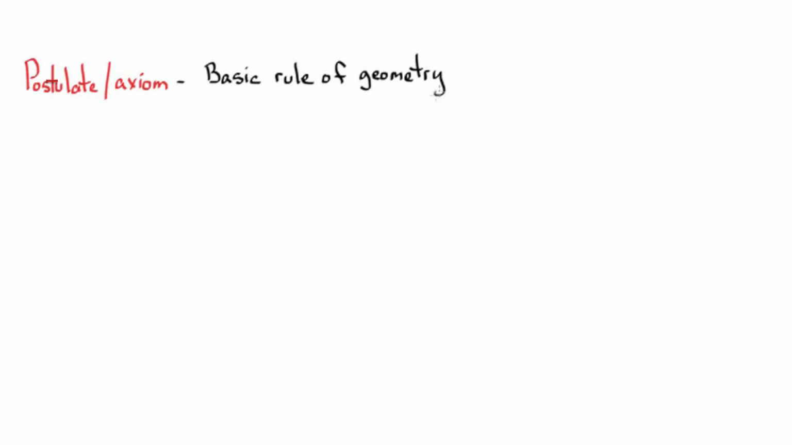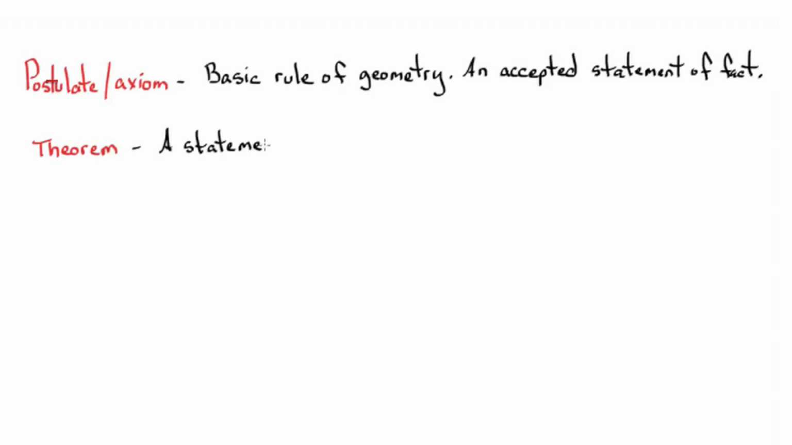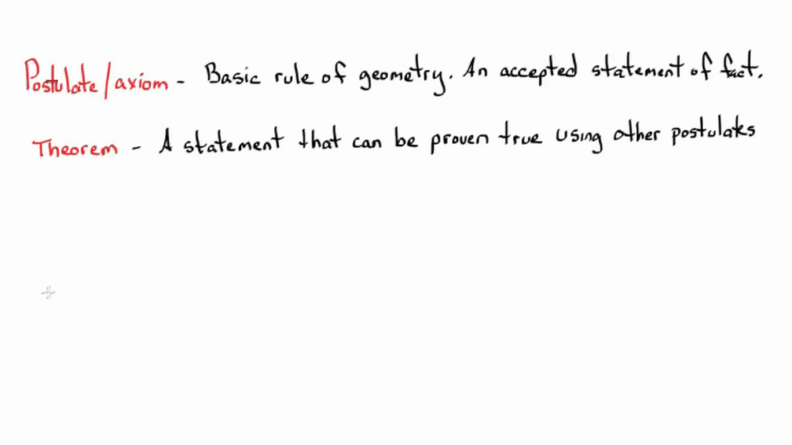Okay, I need to give you some vocabulary now that you're going to see a lot. Postulate, or axiom: a basic rule of geometry, an accepted statement of fact. Theorem: a statement that can be proven true using other postulates and other proven theorems. So let's take a look at some postulates from this section.